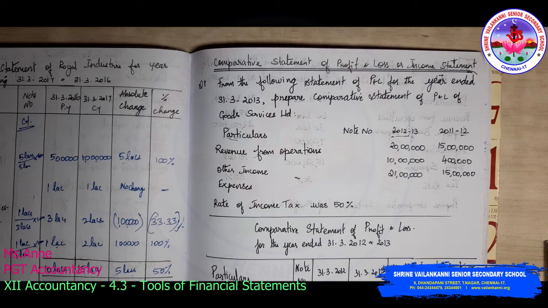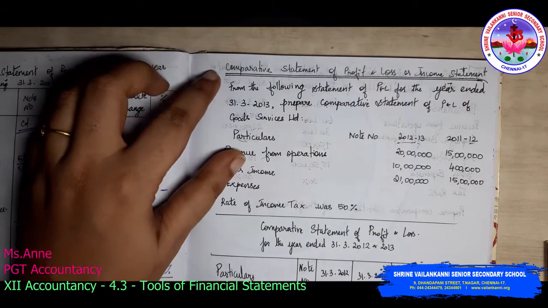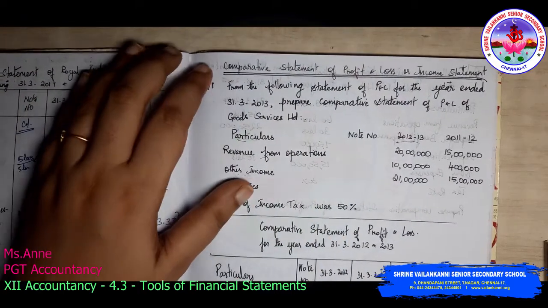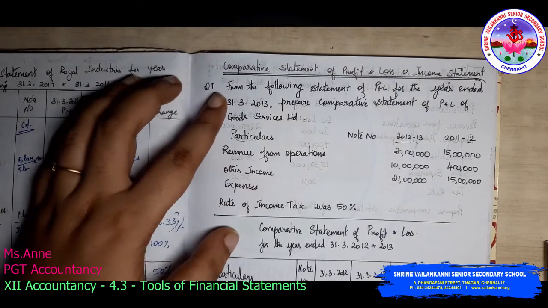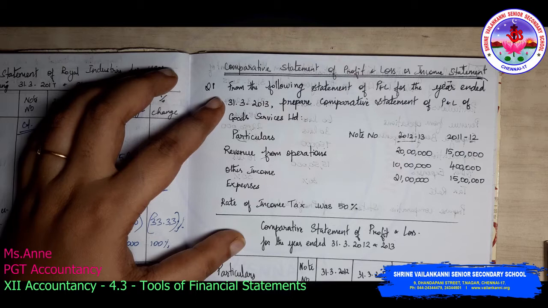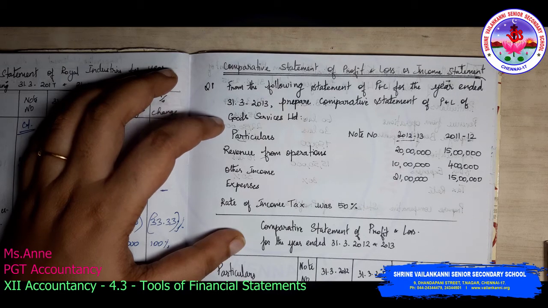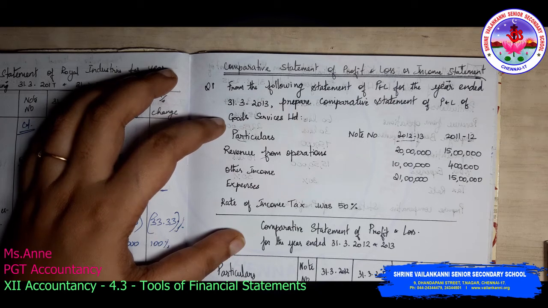In this session we are going to discuss the comparative statement of profit and loss, or income statement. The comparative statement of balance sheet is over. I have taken this problem from a past year question paper. From the following statement of profit and loss for the year ended 31/3/2013, prepare a comparative statement of profit and loss of Goods Service Limited. This is the question.